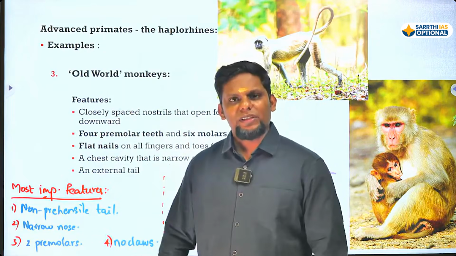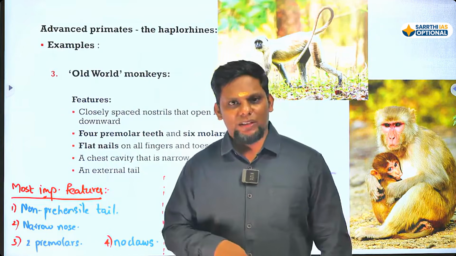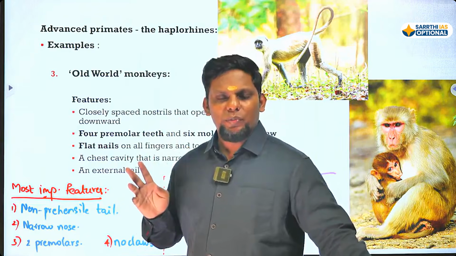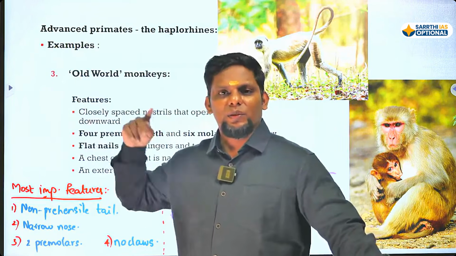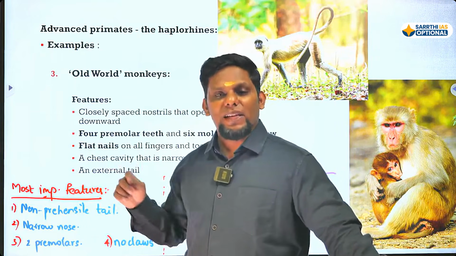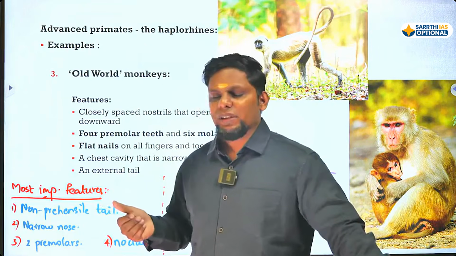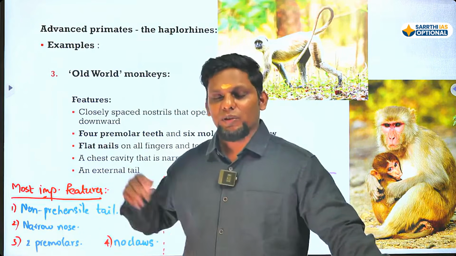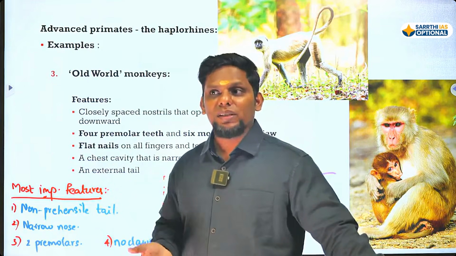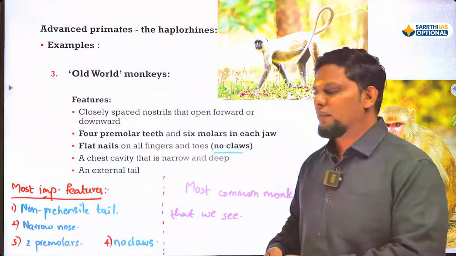What tend to be the features? They have downward facing nostrils, and on one particular side they will have two premolars, whereas New World monkeys had 3. They don't have claws, and they have an external tail. They have a relatively larger body size. Common examples that you see are the rhesus macaques that you talked about, the Japanese macaques that you talked about. The langur or the gray langur is something. The baboon is another one. Colobus monkey is another one, and so on. Okay, and that is that.